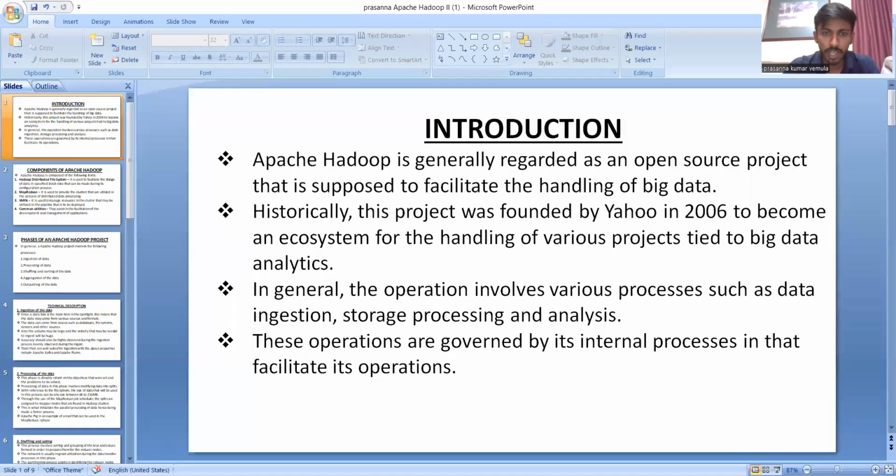Hello everyone. Today I'm excited to introduce you to Apache Hadoop, an open source project revolutionizing the world of big data analytics. Initially founded by Yahoo in 2006, it has grown into a powerful ecosystem for handling various big data projects. Our journey will take us through the technical architecture and the components of Hadoop, highlighting the phases of typical Apache Hadoop projects.